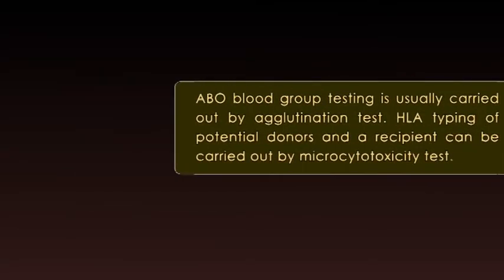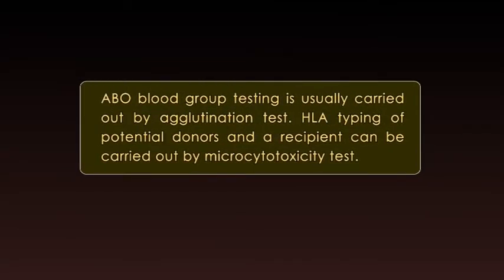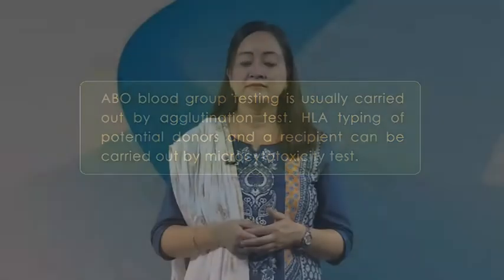ABO blood group testing is usually carried out by agglutination tests. HLA typing of a potential donor and a recipient can be carried out by microcytotoxicity tests. This test can indicate the presence or absence of various MHC alleles in the donor and the recipient, and matching can be done among them.